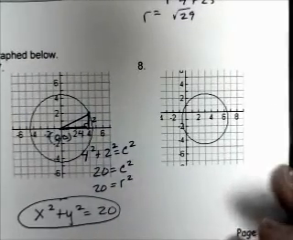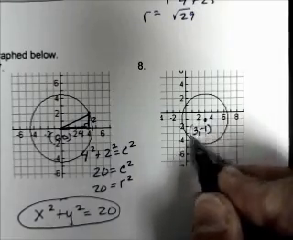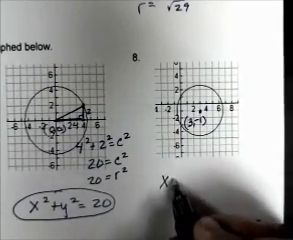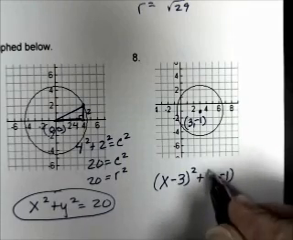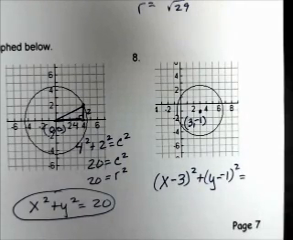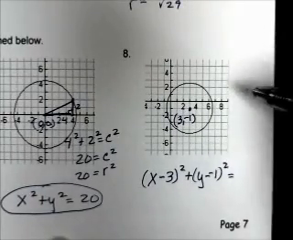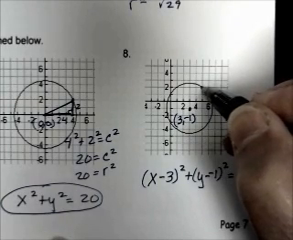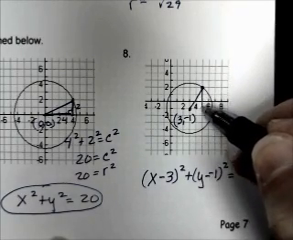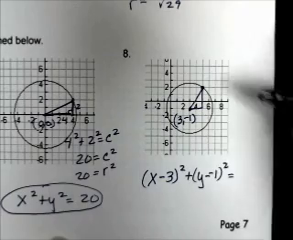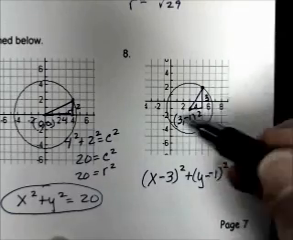Number 8. Looks like our center is (3, negative 1). All right, so we can start off with x minus 3 squared plus y minus negative 1 squared, which is just going to be y plus 1. And now, again, find the point on the circle. I'm going to choose this one right here. That's on the corner of a square. Connect your center to that point. Make a right triangle. And use Pythagorean theorem. That's 2 by 3.